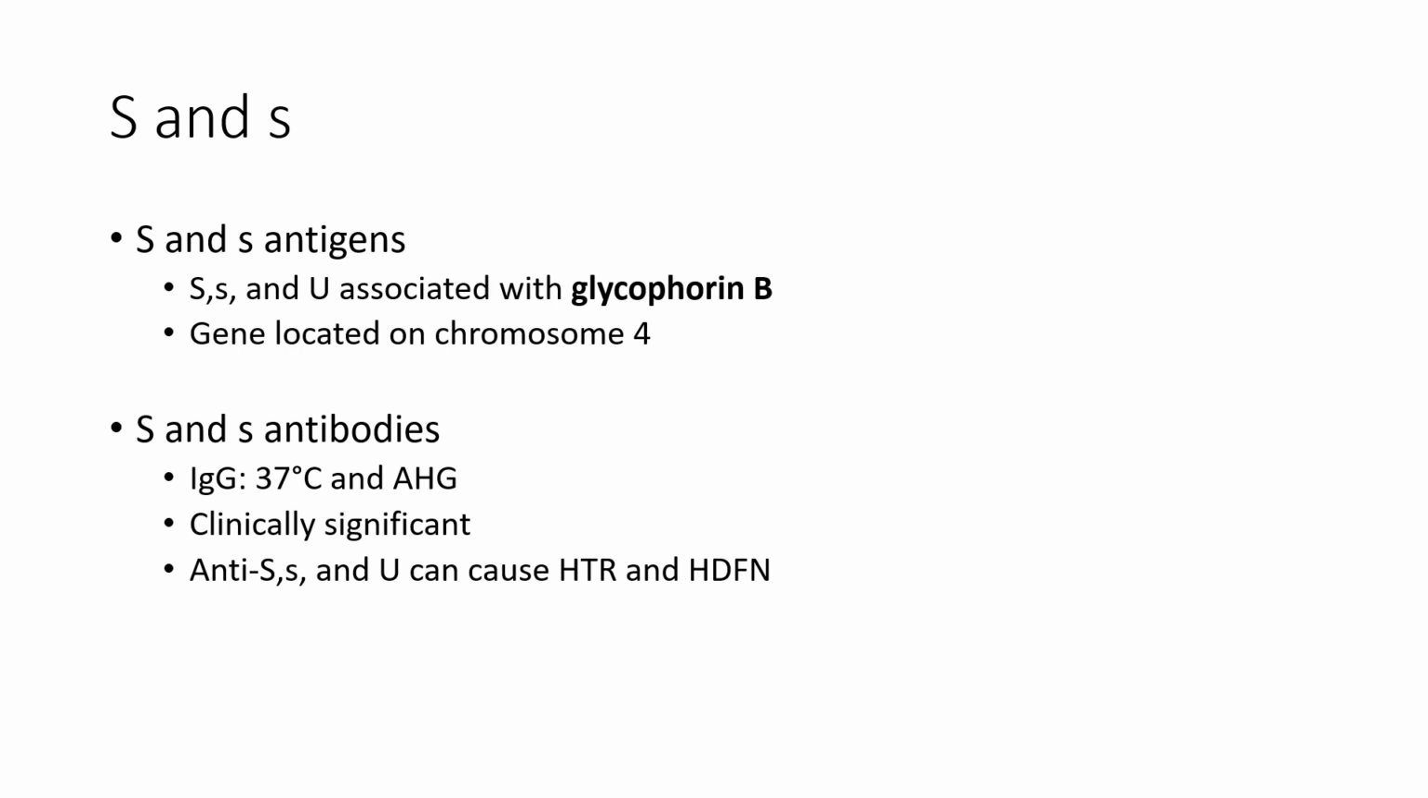Big S and little s antibodies are IgG. They react at both 37 degrees Celsius and AHG phases of testing, therefore they are clinically significant. Anti-big S, little s, and anti-U can cause hemolytic transfusion reactions and hemolytic disease of the fetus and newborn.